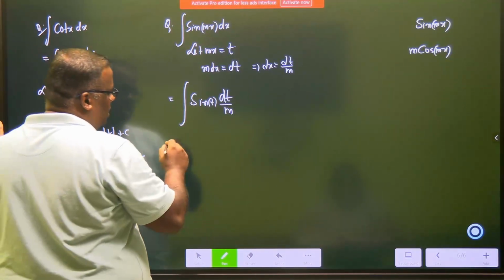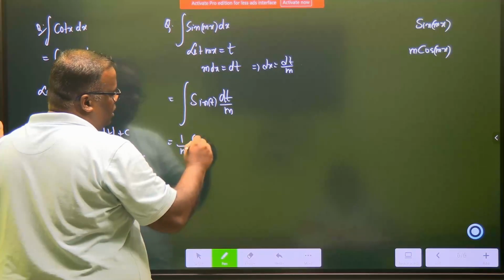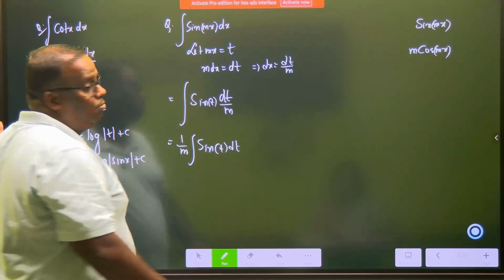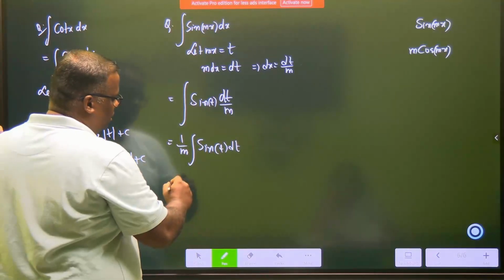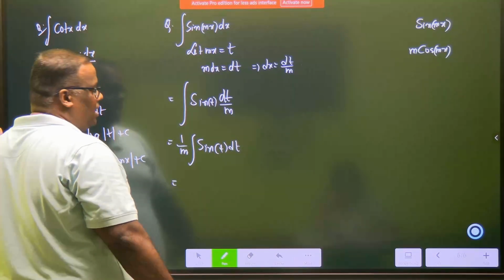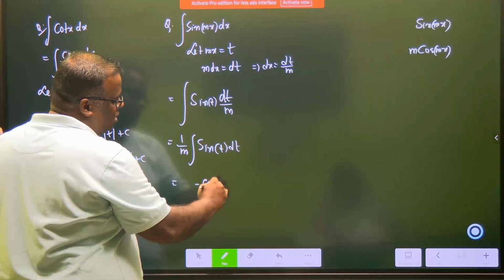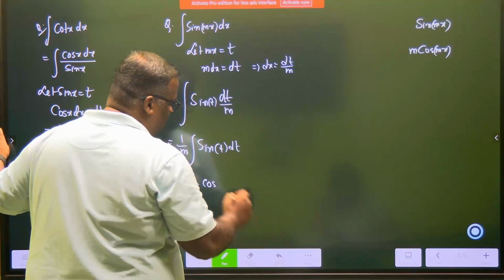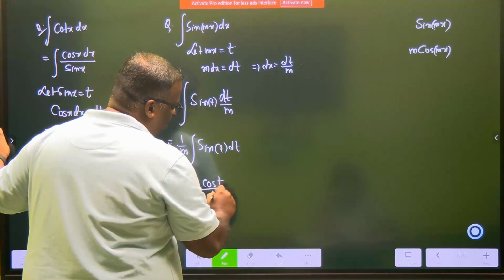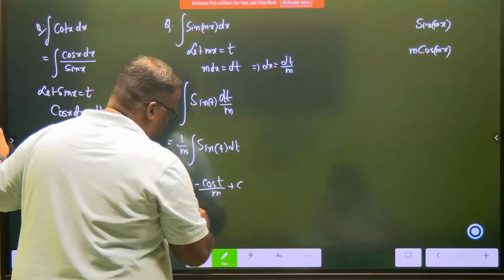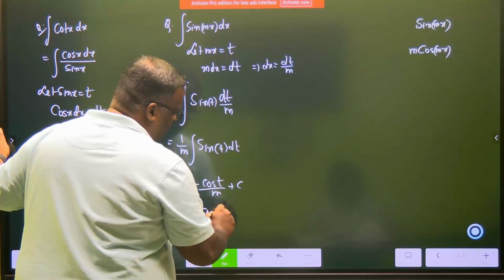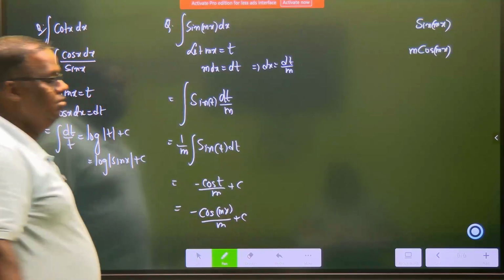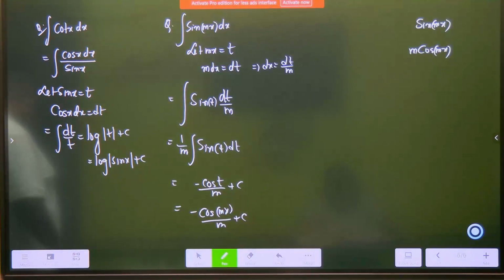M is a constant, so I have the freedom to bring it out, and I now write sine of t dt. Isn't it a standard format that you have got? So this is a standard format, sine x dx. So that is negative cos x. This m comes down. Sorry, negative cos t. The m comes down plus c, and now you liberate the t, so it becomes negative cos mx by m plus c. Getting a slight grip of it now.